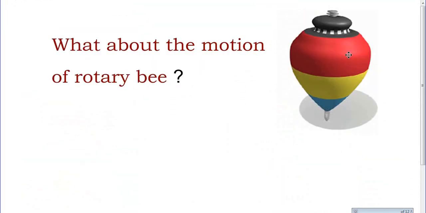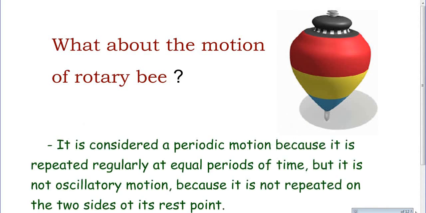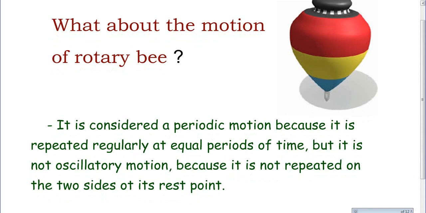But a rotary motion is in its rest position, not around its rest position. So what about the motion of a rotary body? Rotary motion is considered a periodic motion. Why? Because it is repeated regularly at equal periods of time. But is it oscillatory motion or not? Of course it is not oscillatory motion, because it is not repeated on the two sides of its rest position, but it moves in its rest position.